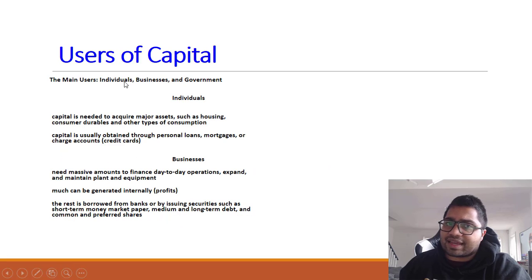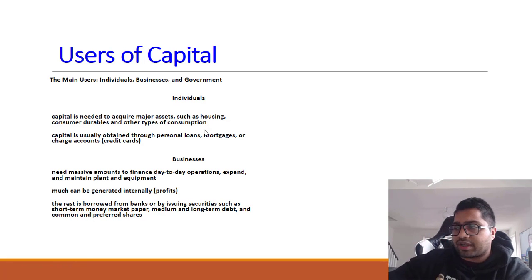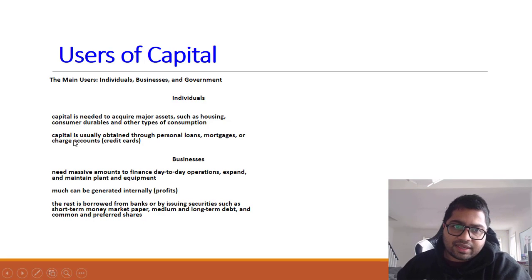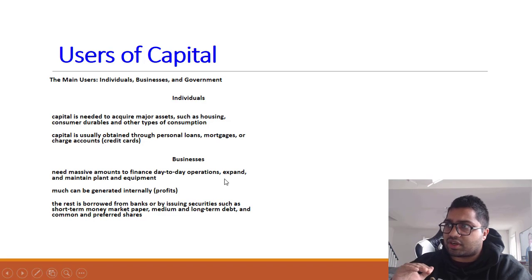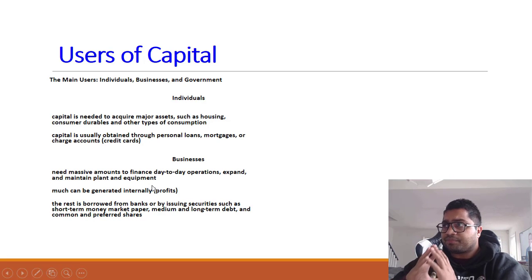The users of capital can again be individuals, businesses, and government. For individuals, capital is needed to acquire major assets such as housing, consumer durables, and other types of consumption. So if you're planning to buy a house, you may take a mortgage. Mortgage in that case is borrowing, is using the capital of someone else. Capital is usually obtained through personal loans, mortgages, or charge accounts, that is credit cards. Businesses need massive amounts of finance to do their day-to-day operations, which is called working capital, and to expand and maintain plant and equipment, which is the capital spending.